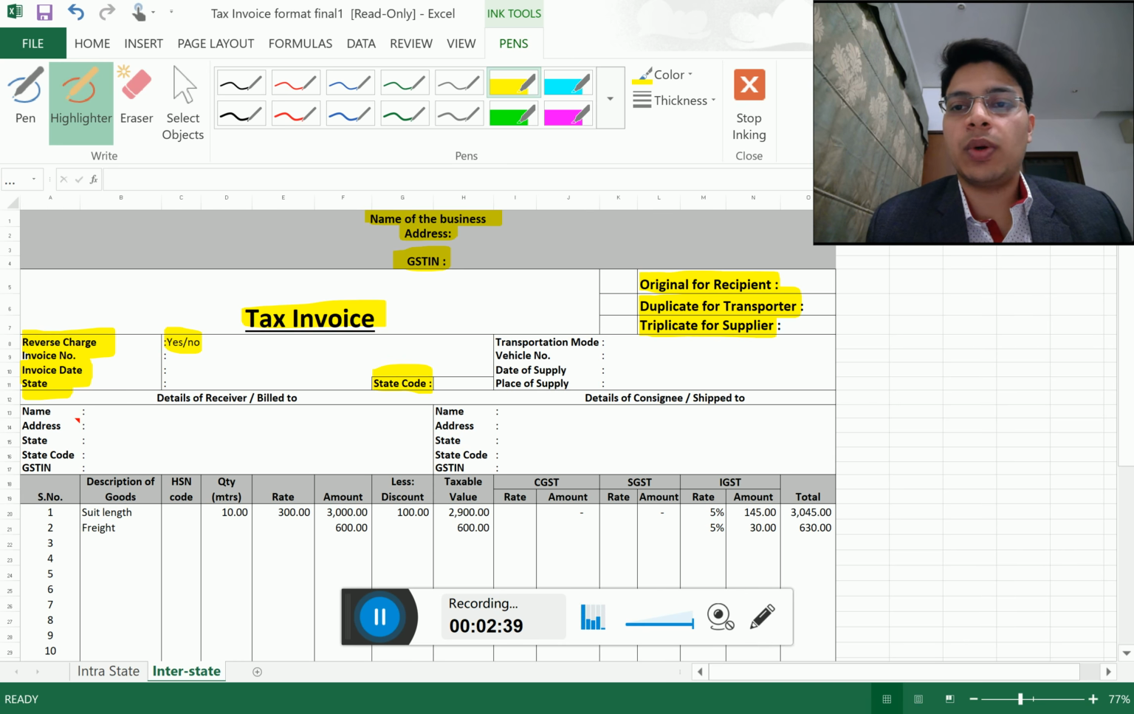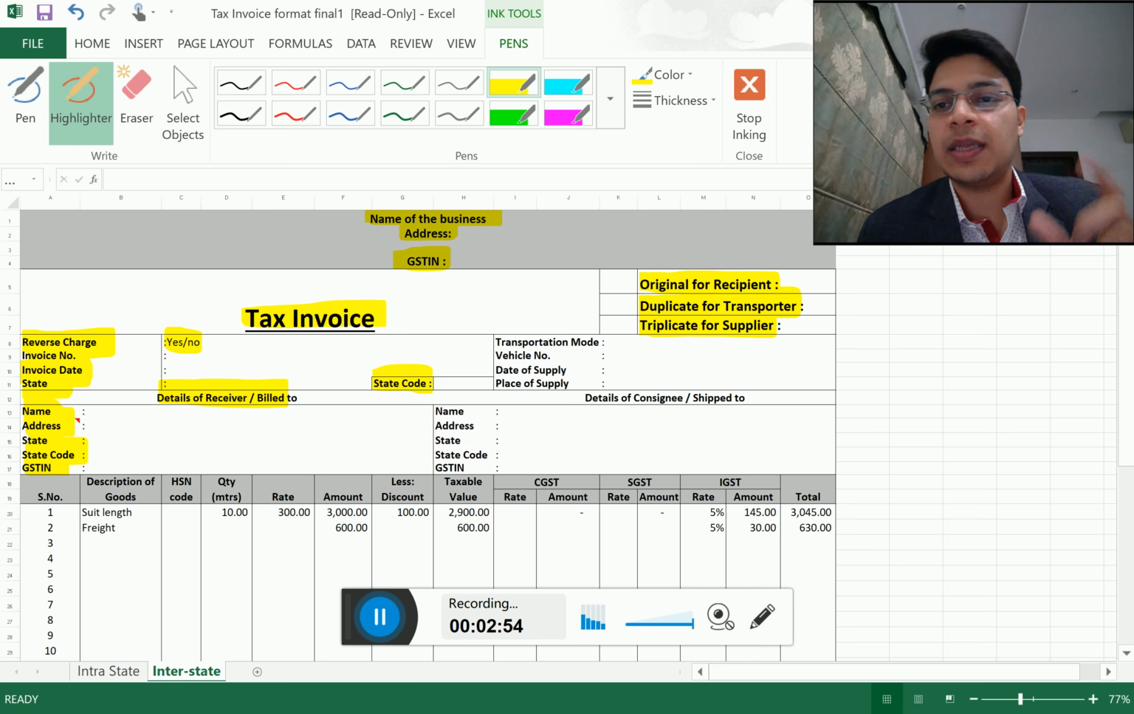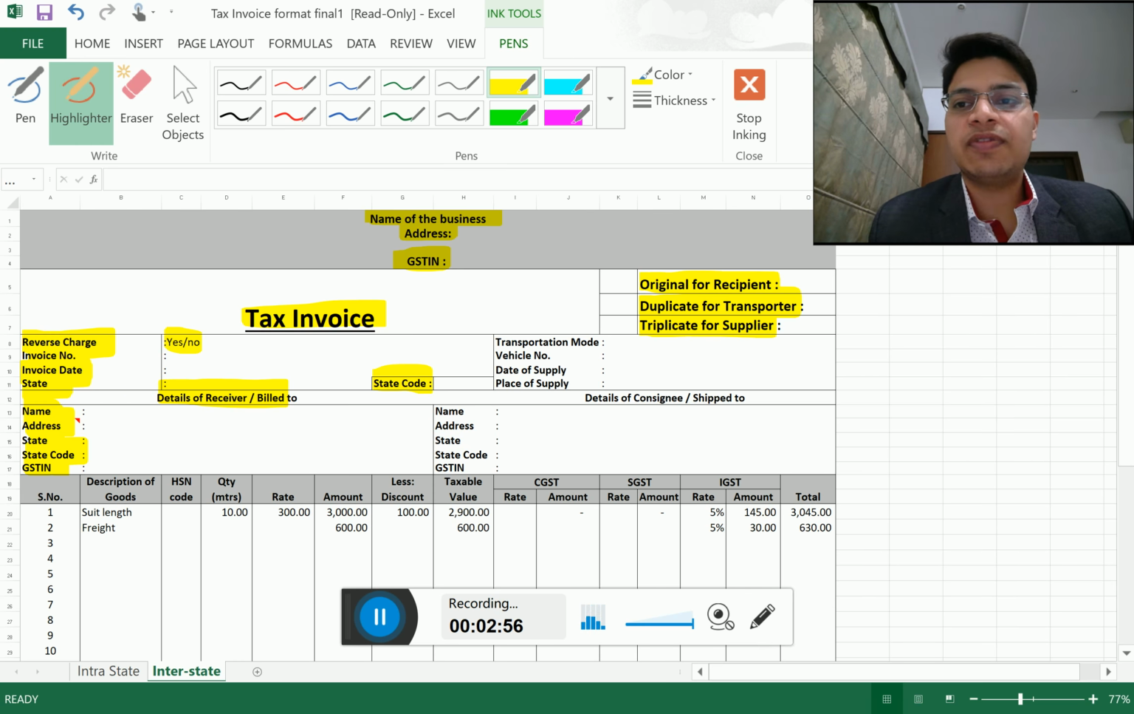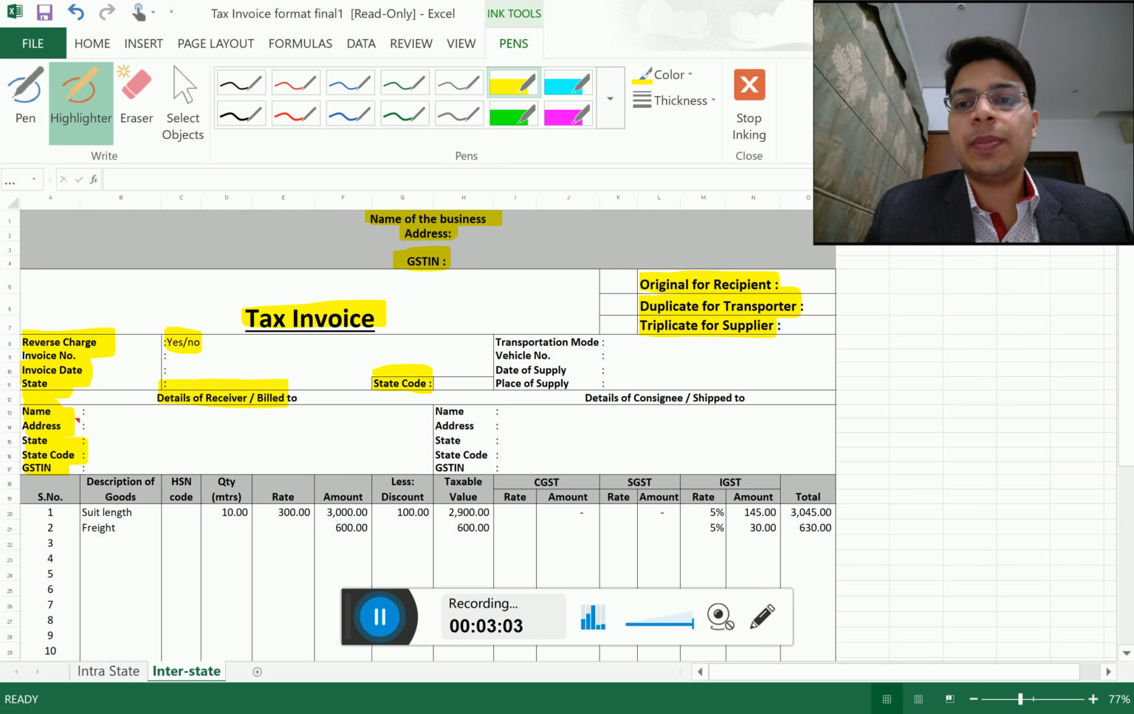Now we'll talk about the details of the recipient. We need to mention the name of the recipient, address of the recipient, state name of the recipient, state code of the recipient, GSTIN of the recipient in case the recipient is registered. If suppose the recipient wants you to ship the goods to some other place, that is, the address of the recipient is different from the shipment address, then you need to mention the shipment address, the place where you are shipping the goods, also in the tax invoice.